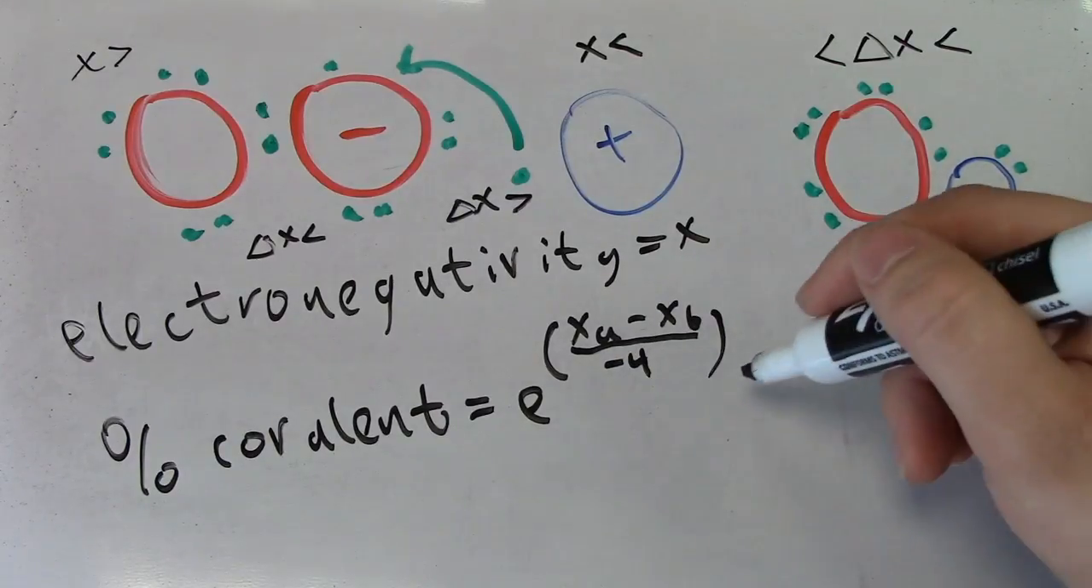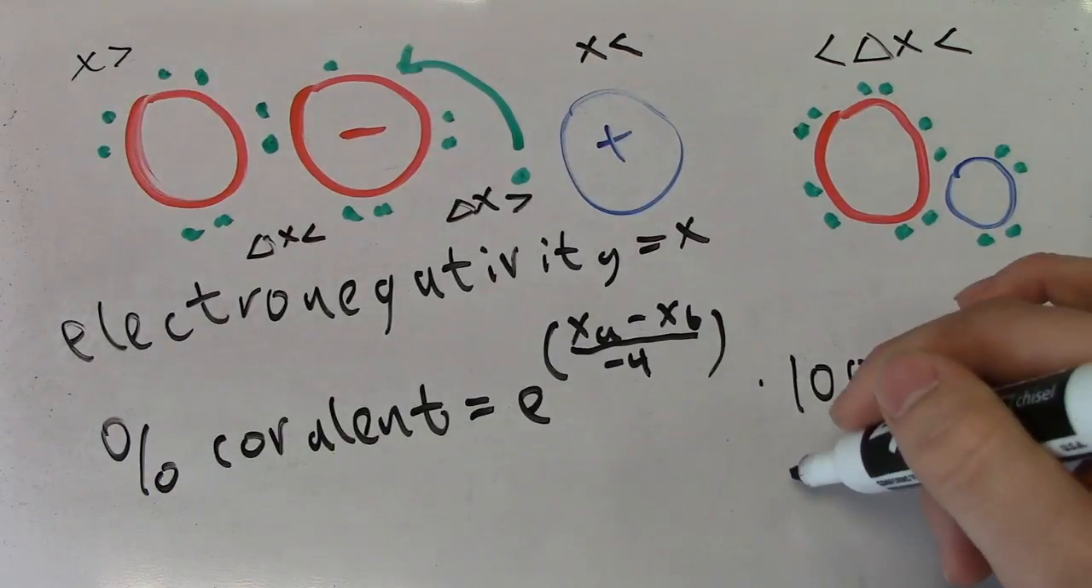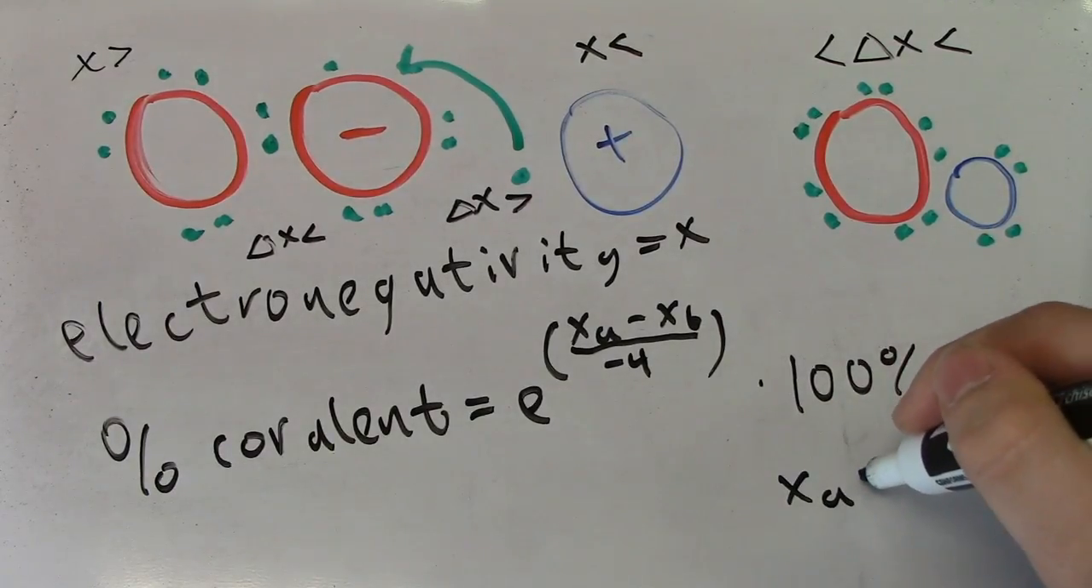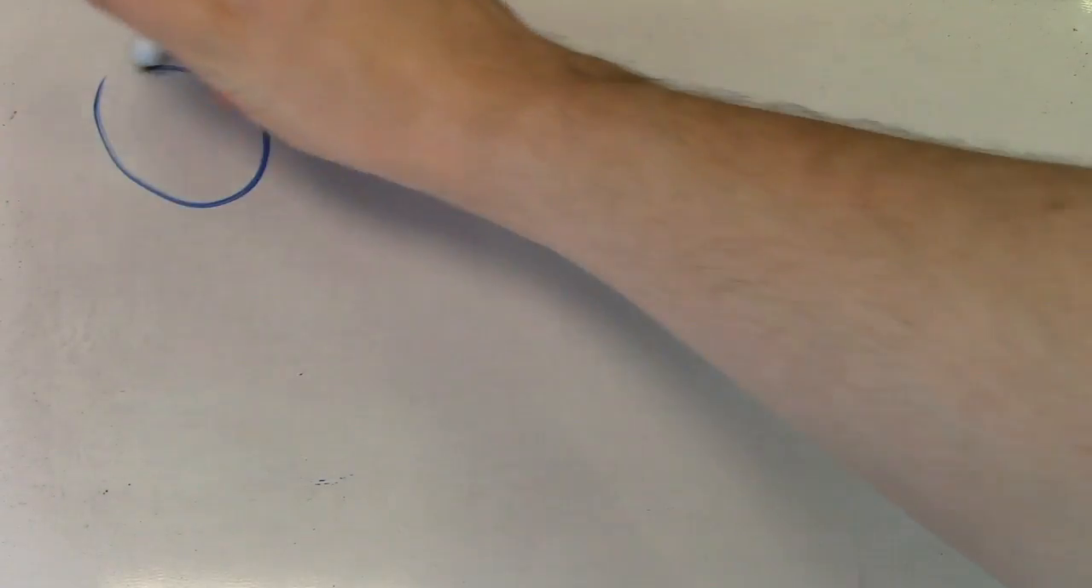This is percent covalency equals 100% times e to the power of (x sub a minus x sub b) squared divided by -4, where x sub a and x sub b are the electronegativities of the two elements in the bond. Metallic bonds, however, are quite a bit different.